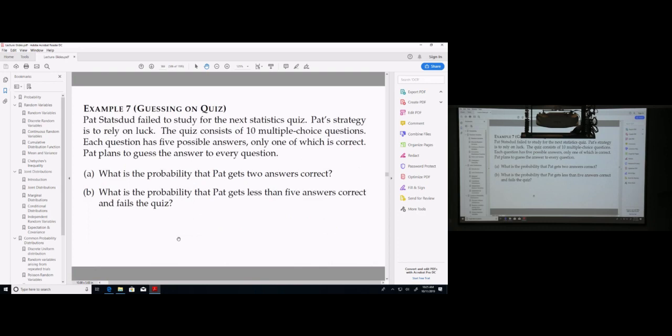Okay, guessing on a quiz. Oh, okay. This guy failed to study for the next statistics quiz, and Pat's strategy is to rely on luck. The quiz consists of 10 multiple choice questions, and each has 5 possible options, only one of which is correct. And Pat plans to guess the answer to every question. What is the probability that Pat gets 2 answers correct, and then less than 5 correct, and fails the quiz?